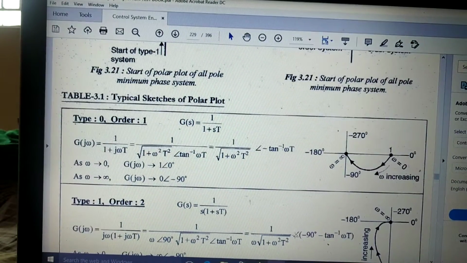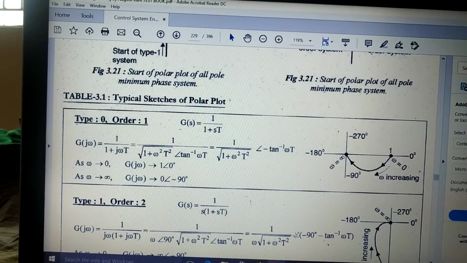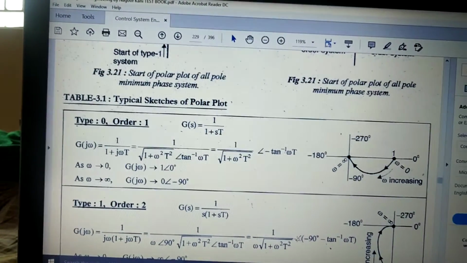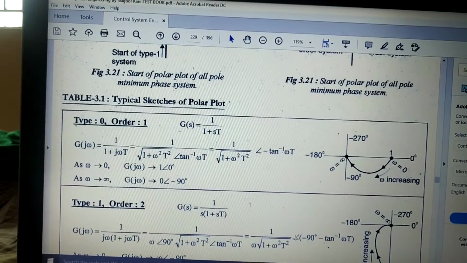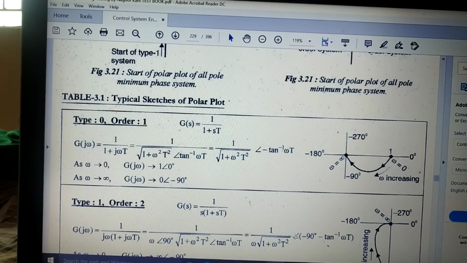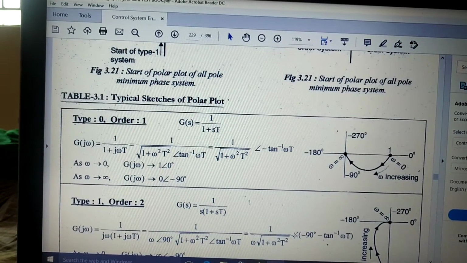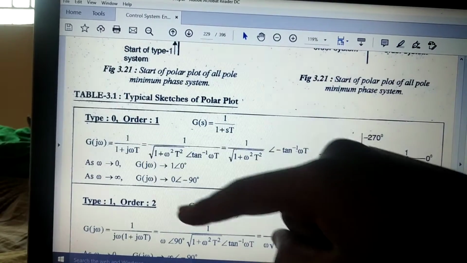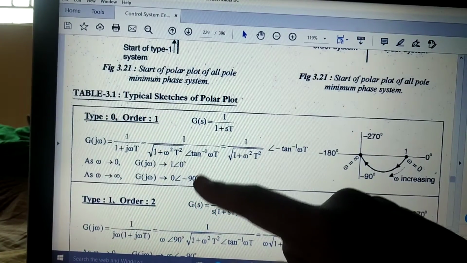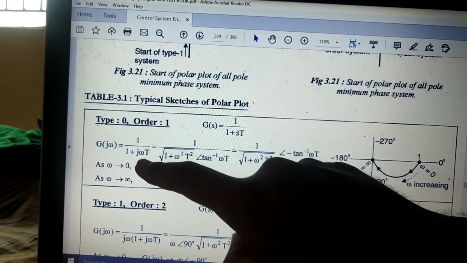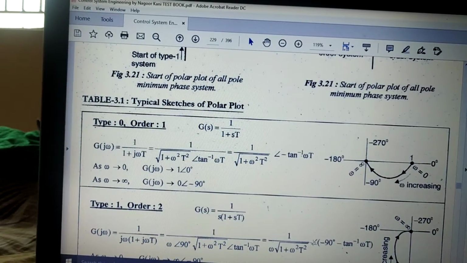Now we are going to see one example of a type 0, order 1 system. The given system is G(s) = 1/(1 + sT). For analysis purposes, we convert it by assigning s = j omega, so replace s by j omega. G(j omega) = 1/(1 + j omega T). This has both a magnitude and a phase angle value.